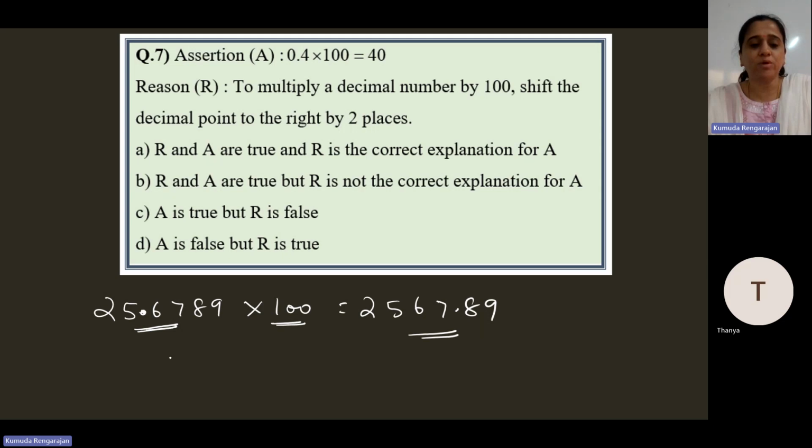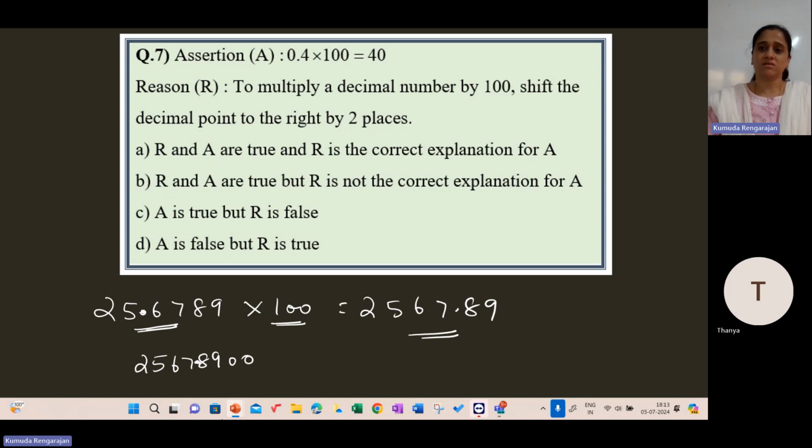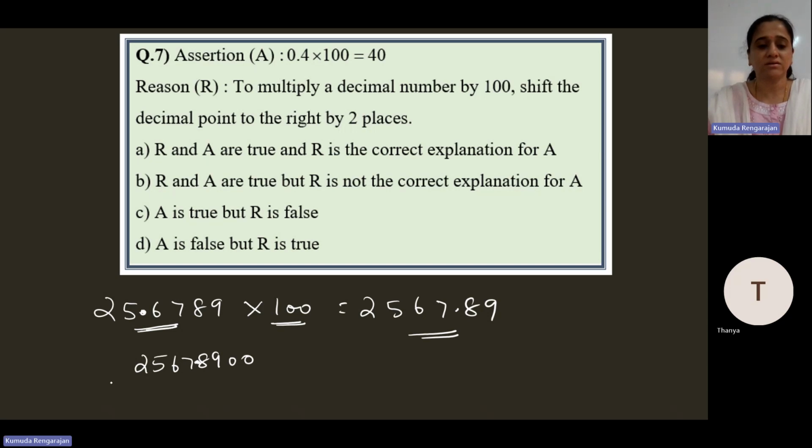So how do you find the product? With regular multiplication, it'll be 2, 5, 6, 7, 8, 9, 0, 0. Now we'll have to place a decimal point: 1, 2, 3, 4, so it comes here. Does it match the two answers? Yes. So we have to shift the decimal point to the right by 2 places. It applies. So both assertion and reason are correct.